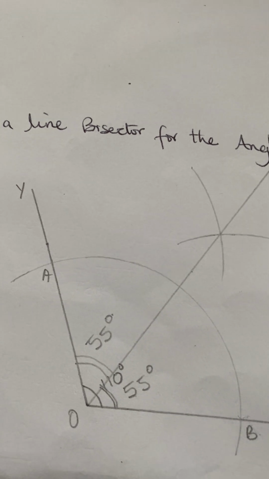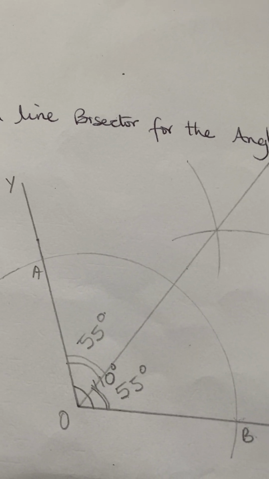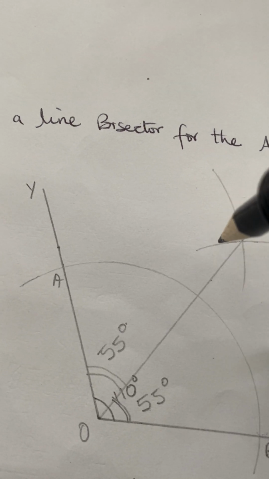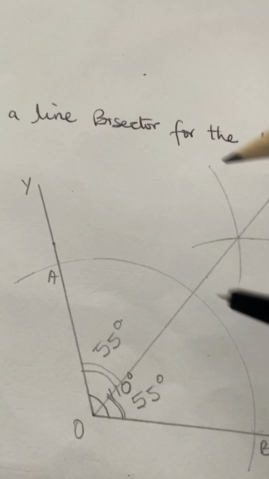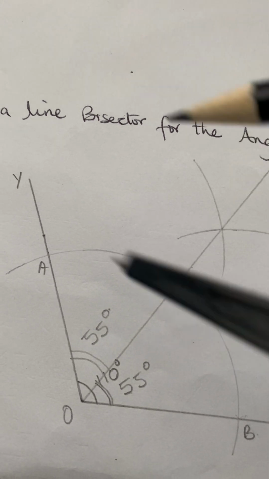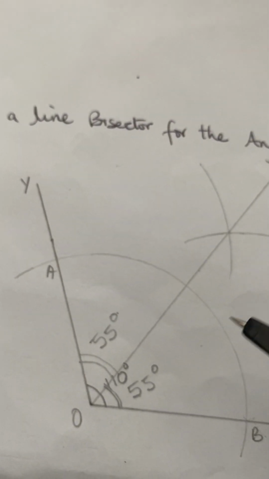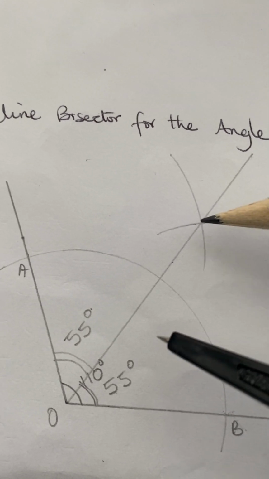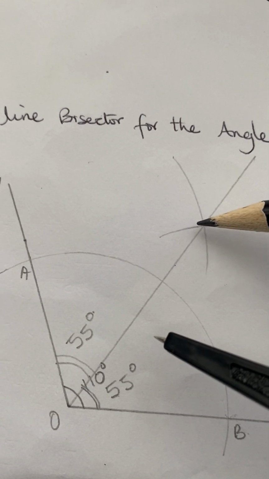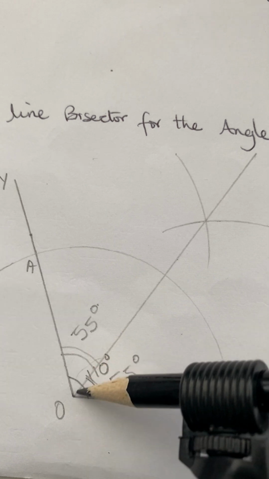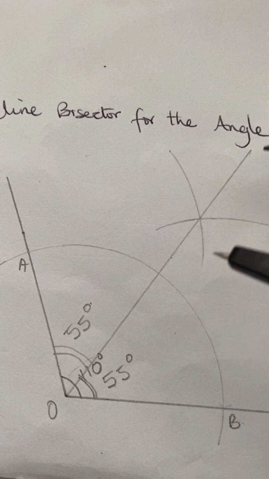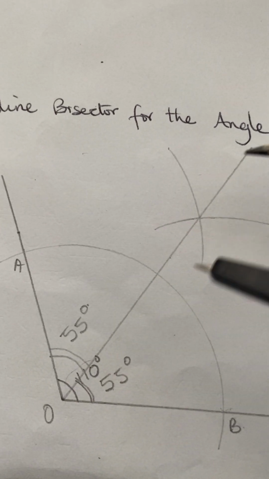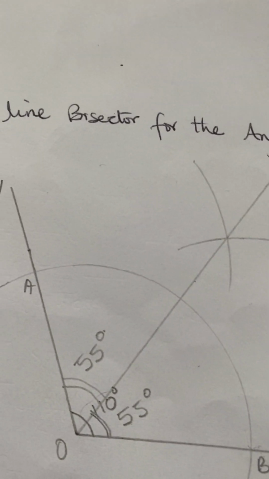Now with the same arc length from B, we do an arc on top of this arc we've drawn there, and then from A we draw another arc. They are going to intersect at a point. Where they intersect, we use a ruler and connect them. So after we've connected them, that is our angle bisector.